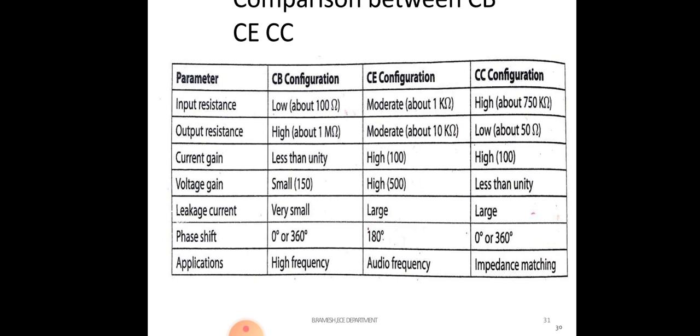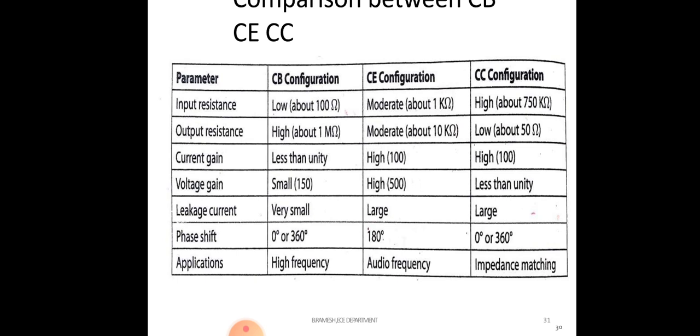Among these three configurations, for amplifier purposes we can use the common emitter configuration because its power gain is high, so we can use it for designing the amplifier. In common collector and common base, the power gain is low, so in most cases we do not use these two configurations to design the amplifier. We can use common collector configurations in cascade to design the Darlington amplifier. We can use the common base configuration to design the cascode amplifier.